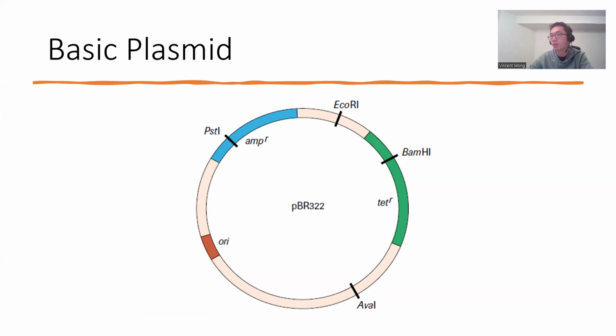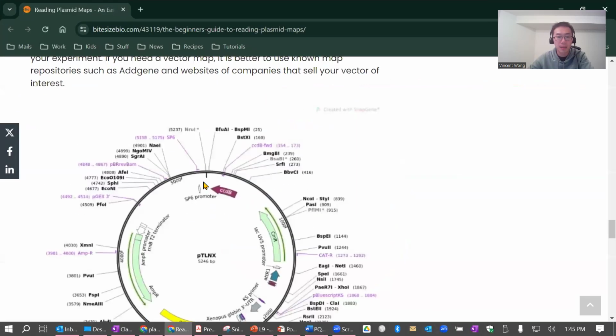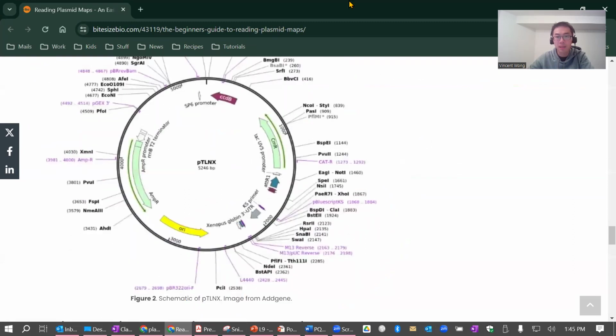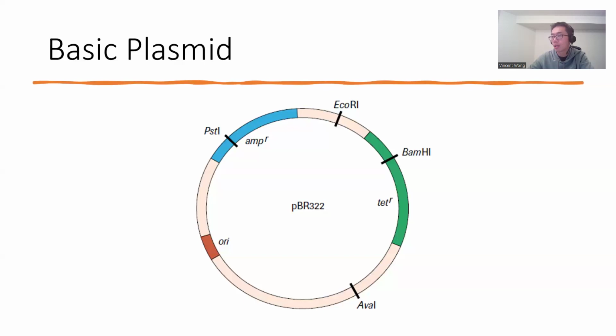Let me just show you a map that I can find online over here. This is a plasmid map, and it has a lot of information on it. But let me show you the simplified one first, and then I'm going to show you that complicated one again, and then you will be able to make some sense out of it.